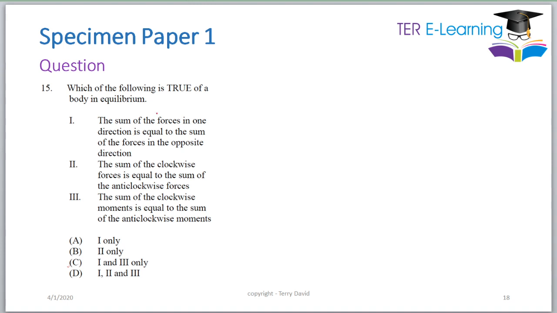Right. So the sum of the forces in one direction is equal to the sum of the forces in the opposite direction. That's true, because if I have something like this, if I had a plank here, and I have an upward force F1 acting here, and I have another force F2 acting upwards here, and I have a next force here which is F3. If this object is in equilibrium, I can say that F1 plus F2 is equal to F3. Right? So my total upward force equals my total downward force. So therefore, this is true.